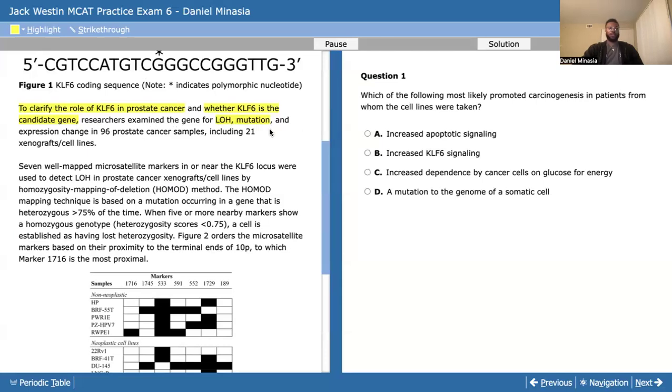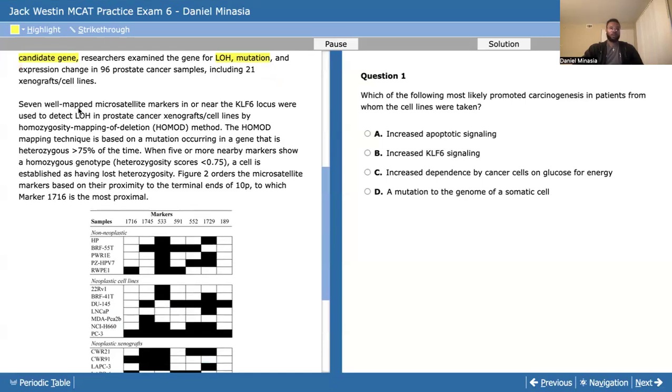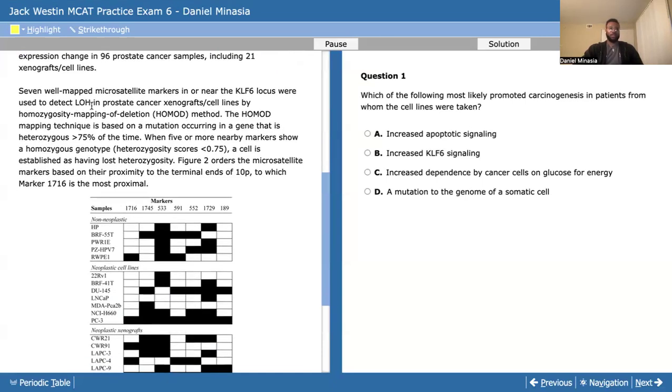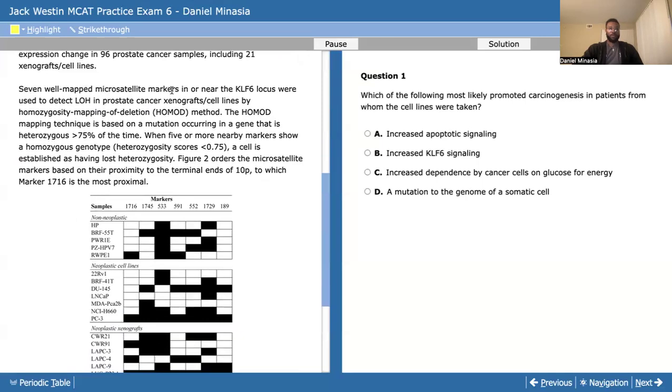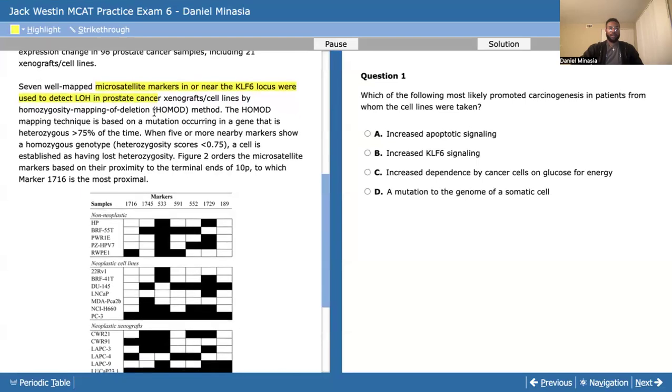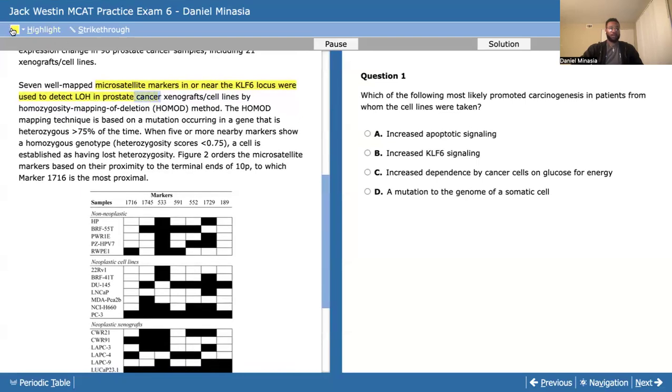So the researchers are examining for a loss of heterozygosity, which they said is the primary mutation that occurs on the short arm of chromosome 10. And okay, the rest of this is extraneous information. It's there, but it's not the most high yield points you need to know, okay? Several well-mapped microsatellite markers in or near the KLF6 locus were used to detect the loss of heterozygosity. So we're using microsatellite markers to detect the loss of heterozygosity in prostate cancer, okay? All right, that's kind of the core of the experiment, okay? Microsatellite markers near the KLF6 locus to detect the loss of heterozygosity.